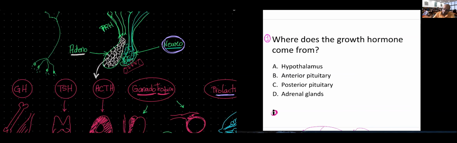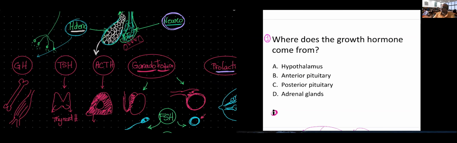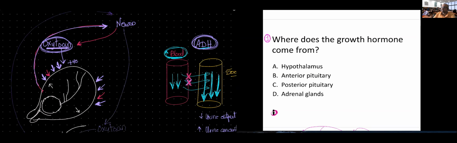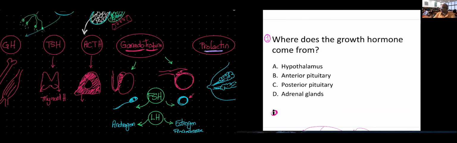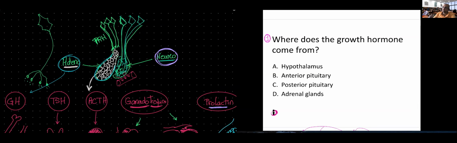Remember here, growth hormone is the hormone that gets released from the adenohypophysis, my anterior pituitary gland. The neurohypophysis is going to be releasing the oxytocin and ADH. So where do I get the growth hormone again from? It's from the anterior pituitary gland.